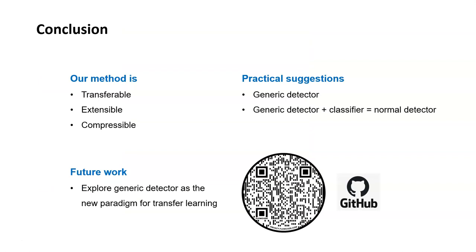In this paper, we explored the approach of using object detection models to discover all objects in images without explicit class definition. With the comparison of a set of experiments, we also show that the proposed method is transferable, extensible, and compressible. Regarding the applications, we recommend two ways of using our method in practice.